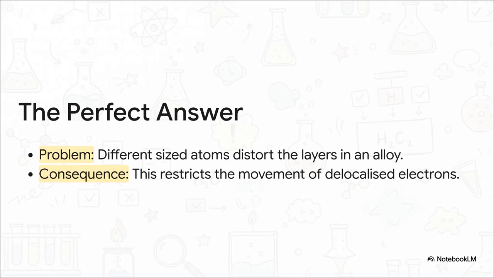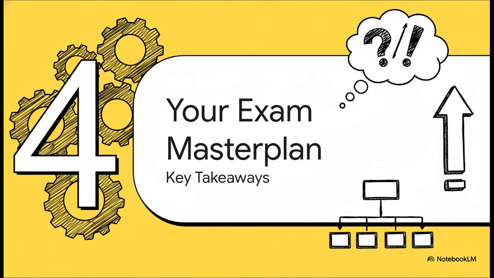And that leads us straight to the perfect 2-mark answer. First, you state the problem. In an alloy, those different-sized atoms mess up the regular layers. Second, you explain the consequence. Because the structure is all jumbled, the flow of those delocalised electrons is restricted. It's just harder for them to get through, which makes the alloy a worse conductor. Simple as that. Okay, so we've totally dismantled that 9-mark question.